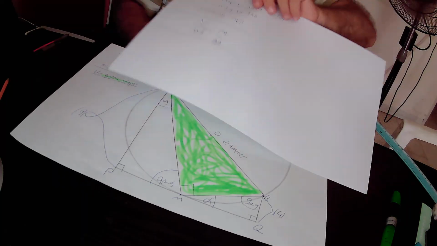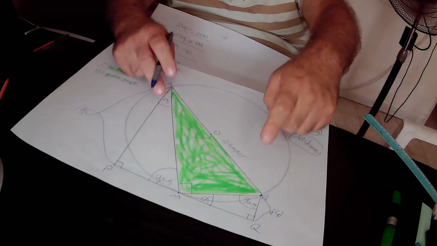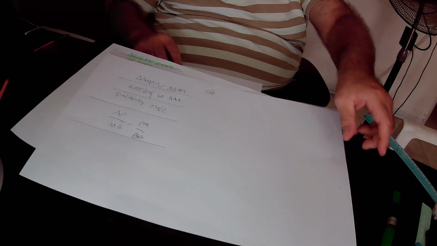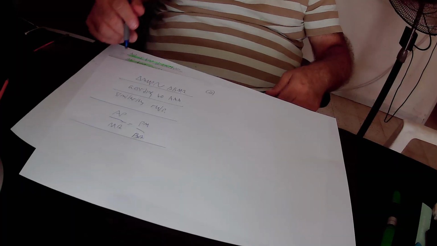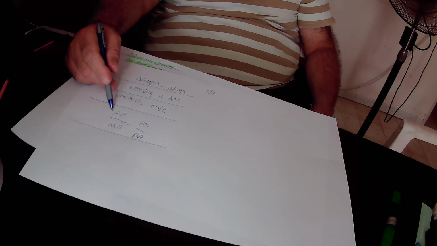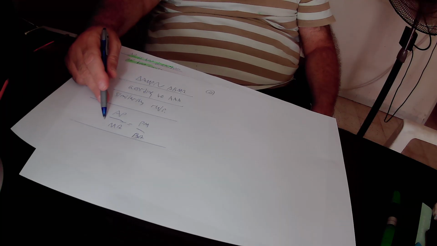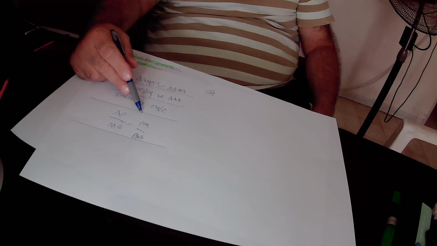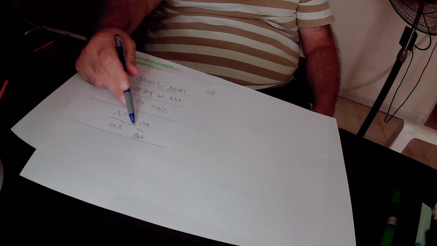So again, from the fact that those two right triangles are similar to each other, we derive that the following relationship exists between their sides. We derive that side AP of the big right triangle APM over side MQ of the small right triangle BMQ is equal to side PM of the big right triangle APM over side BQ of the small right triangle BMQ.